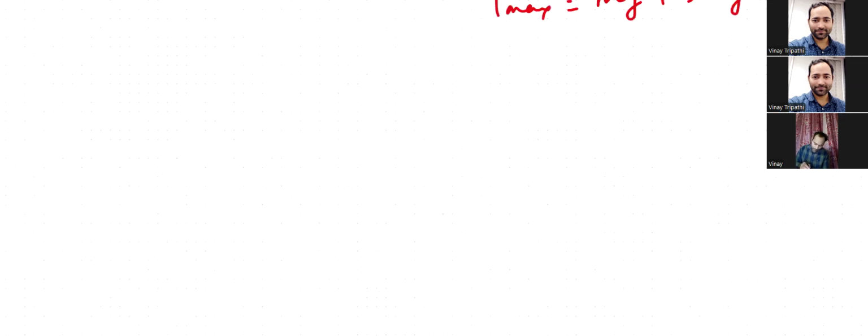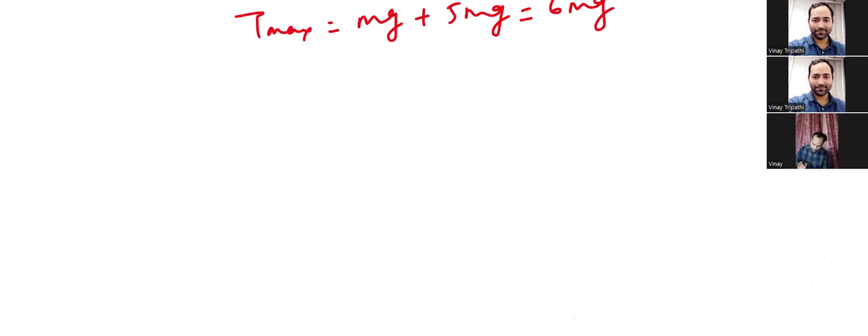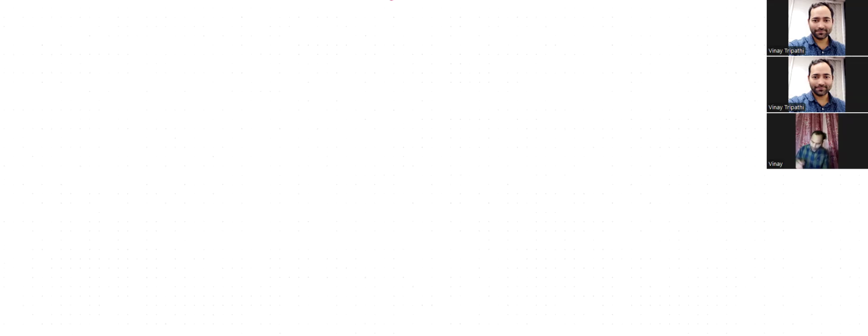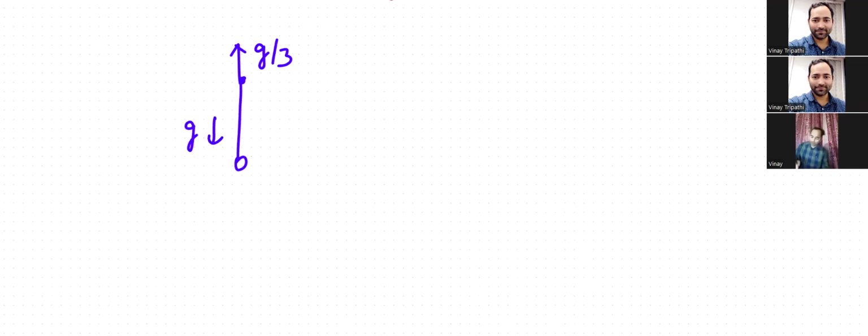Okay, let me just use some other color here now. Purple. Okay. So here in this case, you are accelerating it by g by 3, and this is mass. So naturally, gravity is going to act downward, right? So what changes? A pseudo force is going to come, and pseudo force is going to act on this mass in the opposite direction.